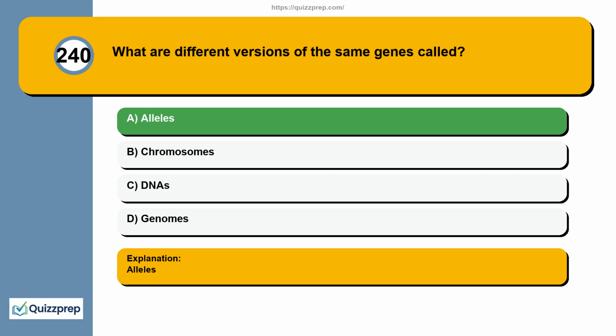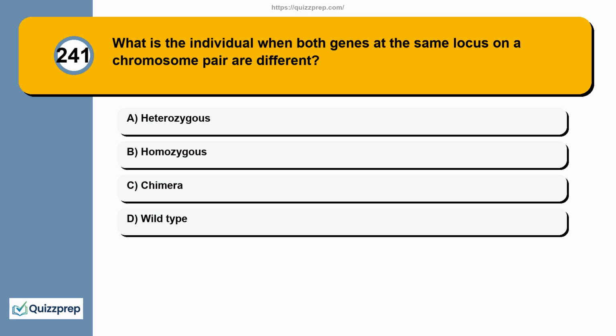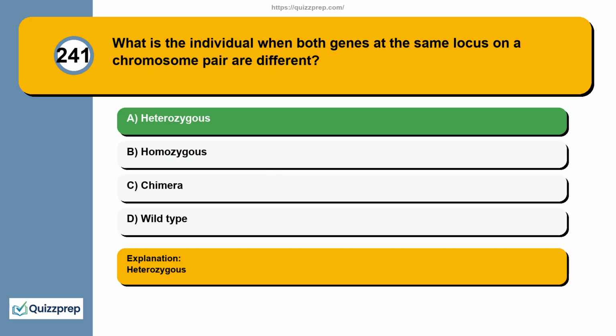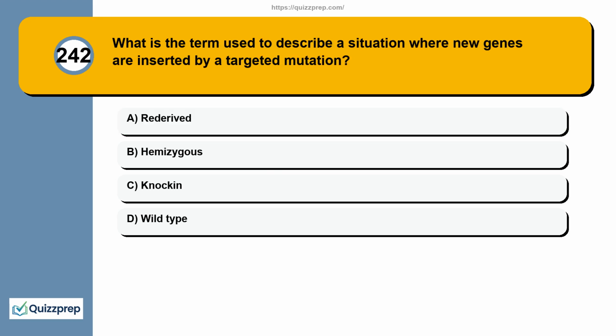Question 241. What is the individual when both genes at the same locus on a chromosome pair are different? Option A, heterozygous. Option B, homozygous. Option C, chimera. Option D, wild type. The correct answer is option A, heterozygous.